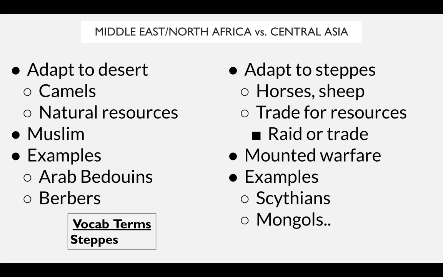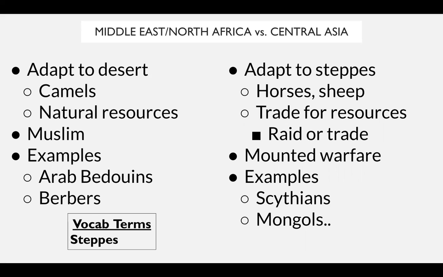But in terms of Central Asia, they're adapting as well to a rather arid environment, or at least one that isn't suitable for large-scale sedentary farming. Most Central Asian nomads live on what is called the steppes. And the steppes are basically a grassland region that's really suitable for pastoral grazing for animals.